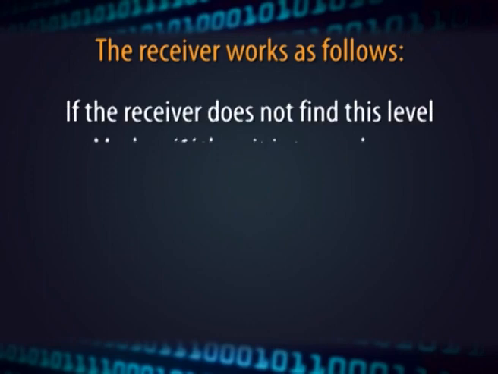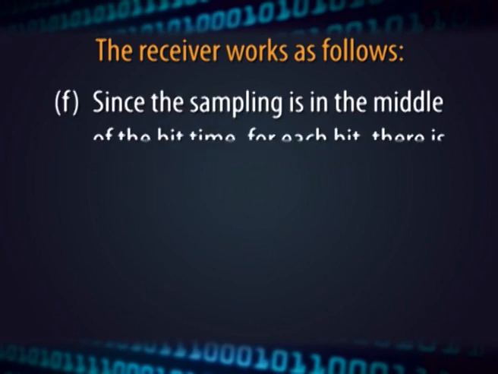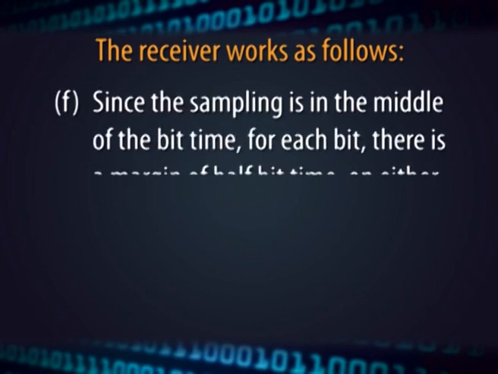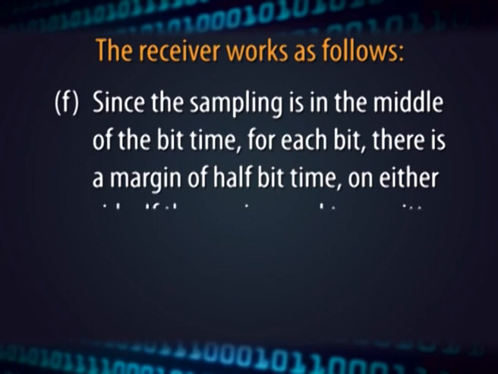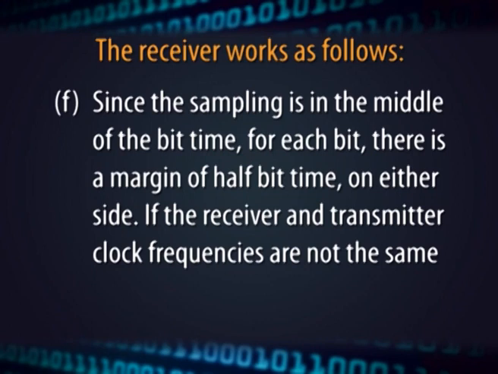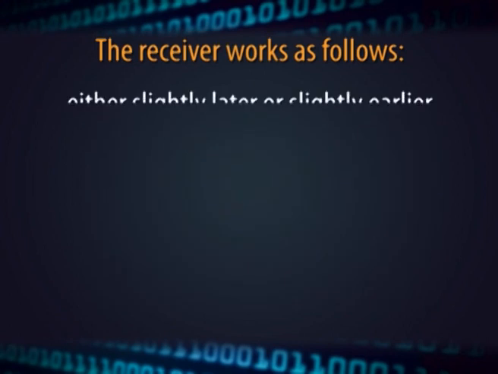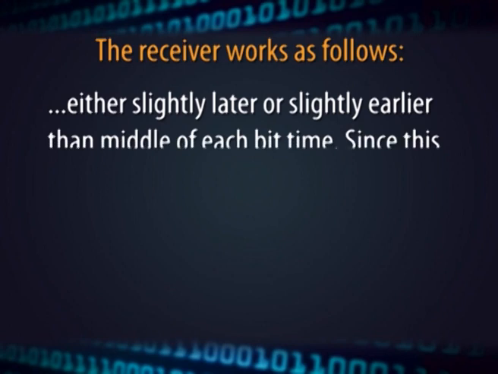If the receiver does not find the level as mark or 1, then it is termed a framing error. F. Since the sampling is in the middle of the bit time, for each bit there is a margin of half bit time on either side. If the receiver and transmitter clock frequencies are not the same, but there is a difference or error, then the receiver will sample either slightly later or slightly earlier than the middle of each bit time.